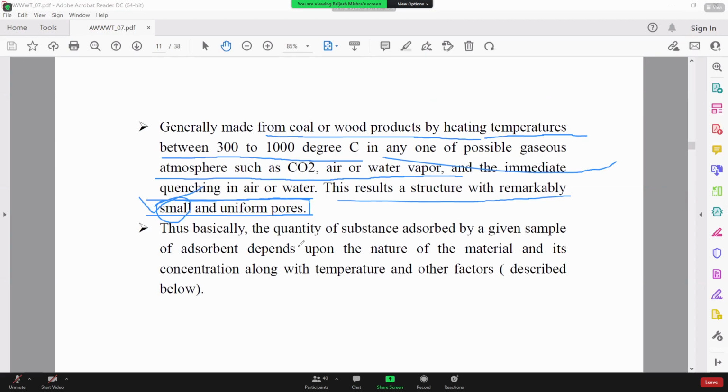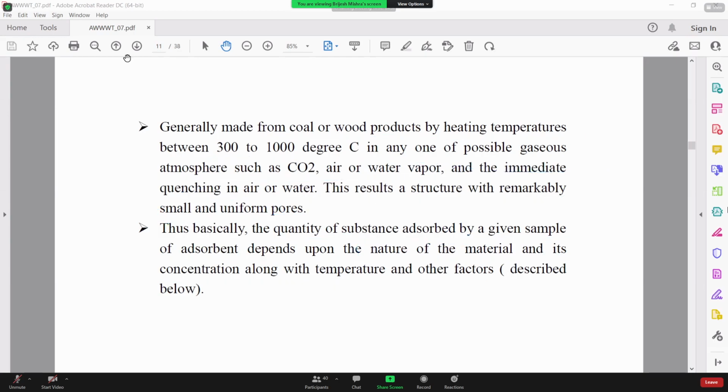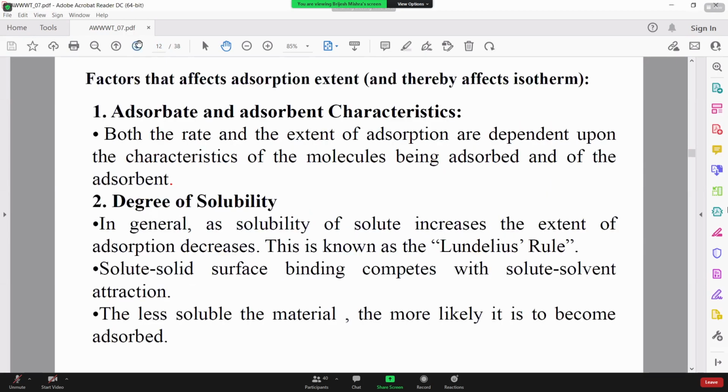Thus, basically, the quantity of substances adsorbed by a given sample of adsorbent depends upon the nature of material, meaning surface area, oxygen functionality, and its concentration, along with temperature and others. Let us see what others are described below. Factors that affect adsorption extent and thereby affect the isotherm. What is this isotherm?